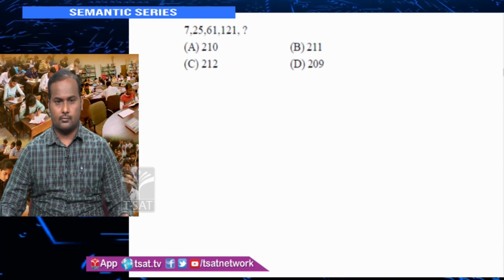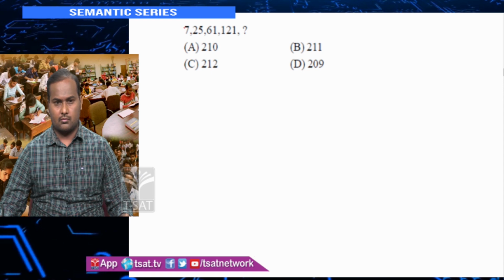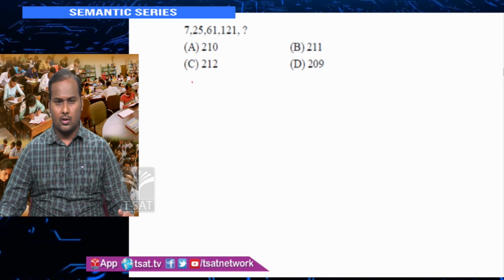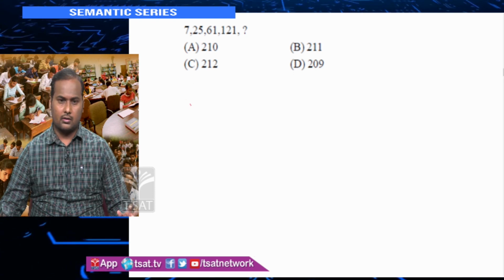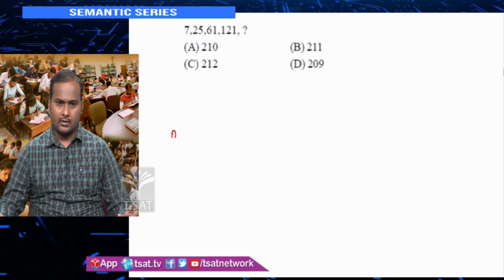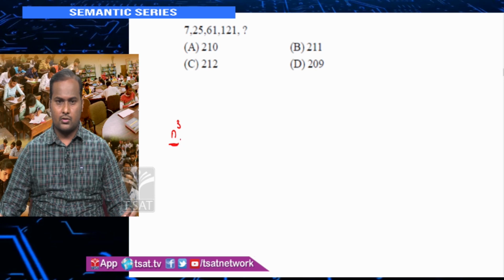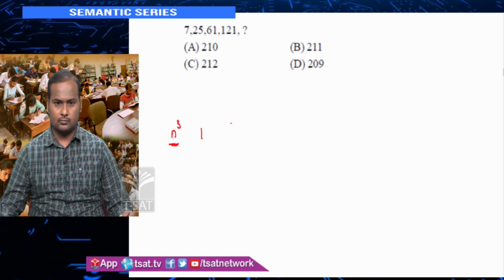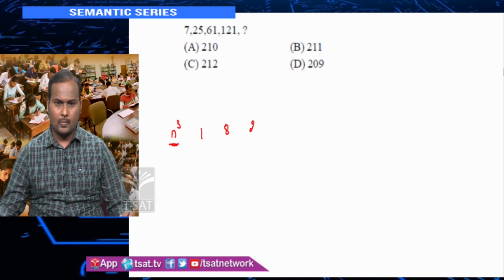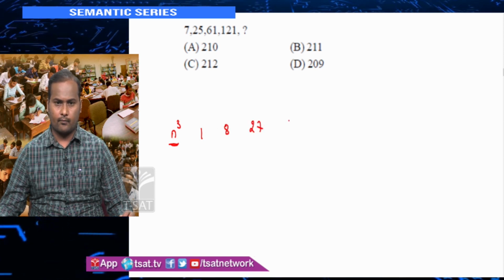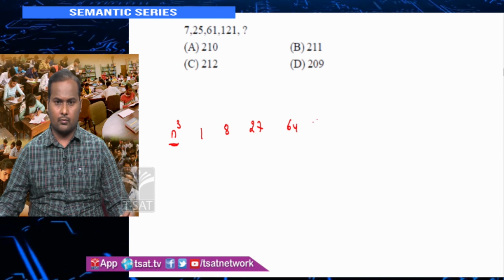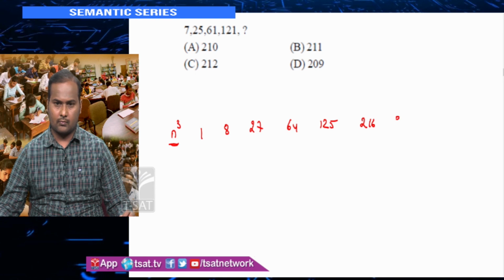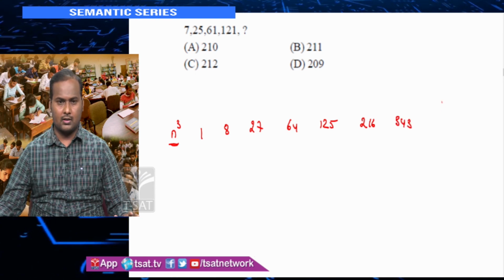So, let us see this question. The moment you see this question, 7, 25, 61 and 121, you need to immediately think about cubes, that is n cube. One should know cubes at least till 10. So, 1 cube, 2 cube, 3 cube, 4 cube, 5 cube, 6 cube, 7 cube, and so on, at least till 10.